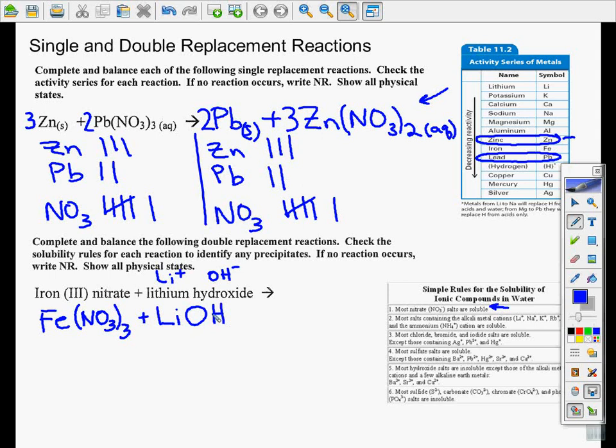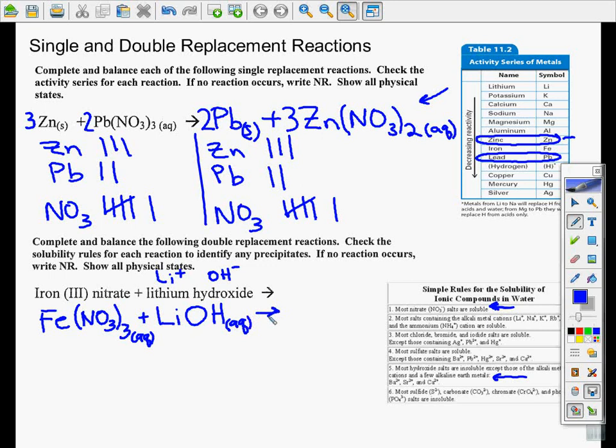And we want to see, first of all, are these both aqueous? And nitrates, soluble, that's that rule back up here again. So that's going to be aqueous. Lithium hydroxide. Well, hydroxides, that goes down here. Most hydroxides are insoluble except those with alkali metals and a few alkaline earth metals. Well, lithium's an alkali metal, so it's actually soluble. So we would write this as aqueous as well.